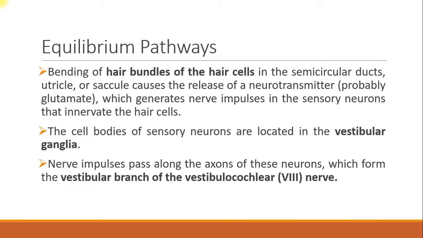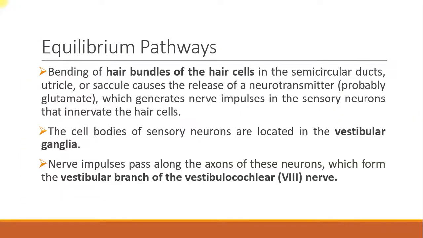Okay, so the next point is the equilibrium pathways. That means once the receptor potential is generated in the hair cells, how is it transferred, or how does it reach the parts of the brain where it is actually perceived? We have similarly seen this in the case of the hearing pathways. Now we will see the equilibrium pathways.